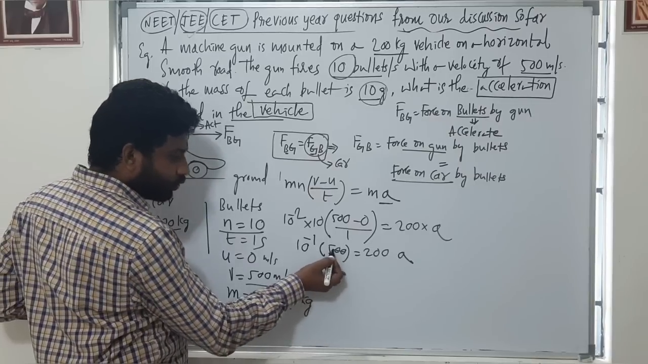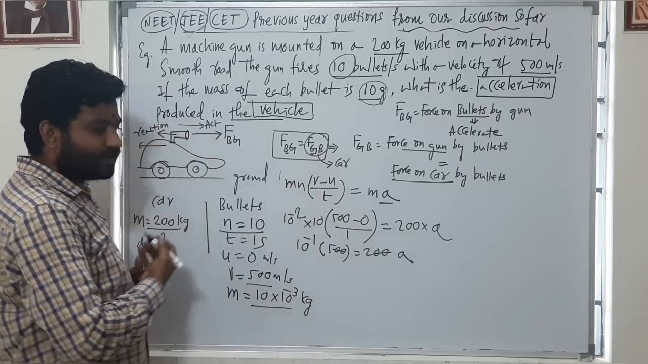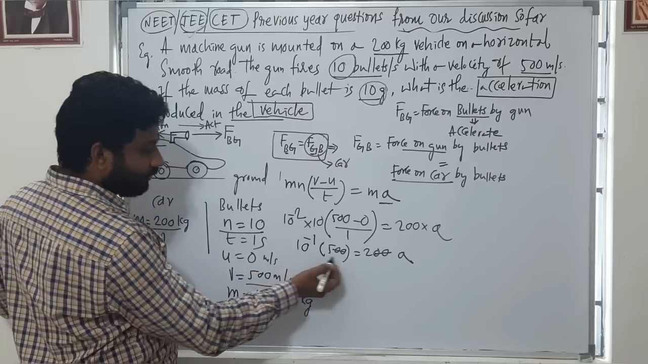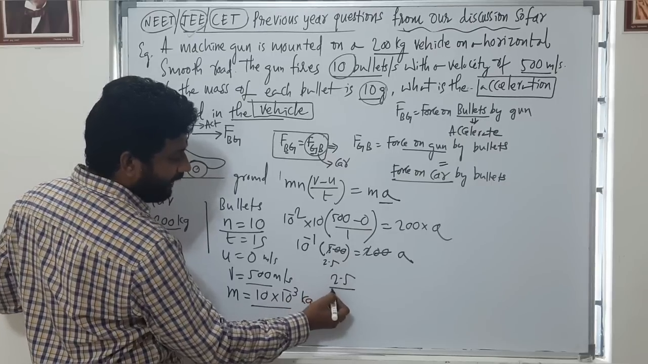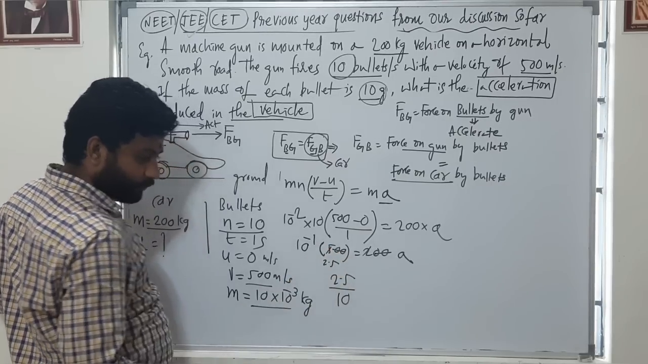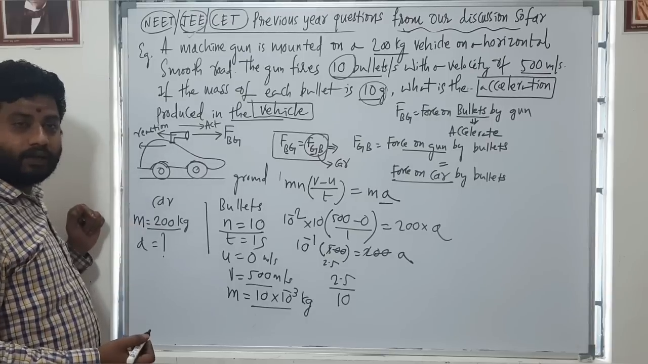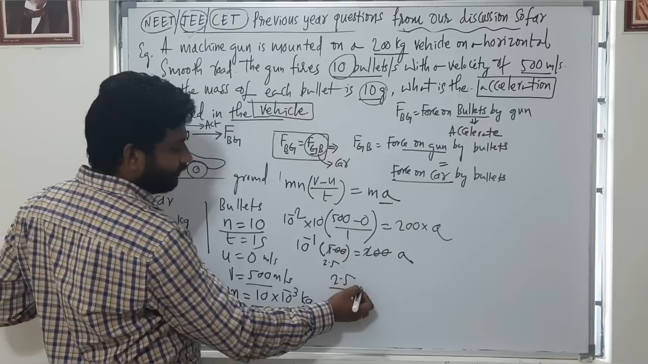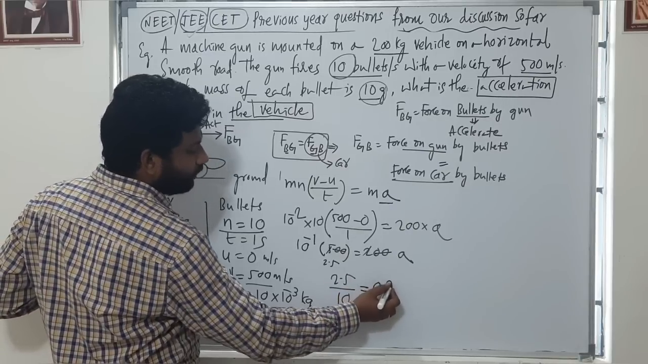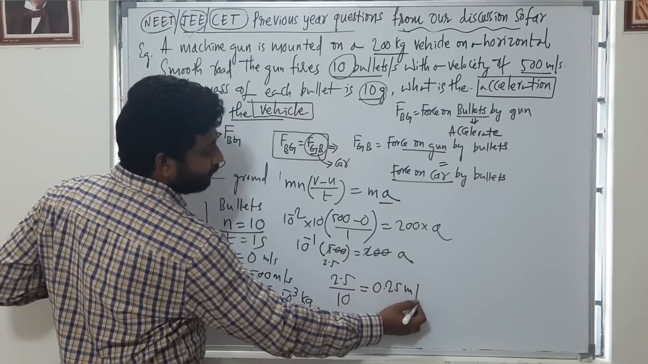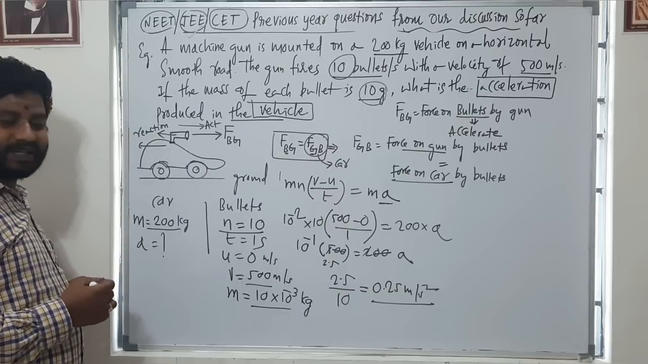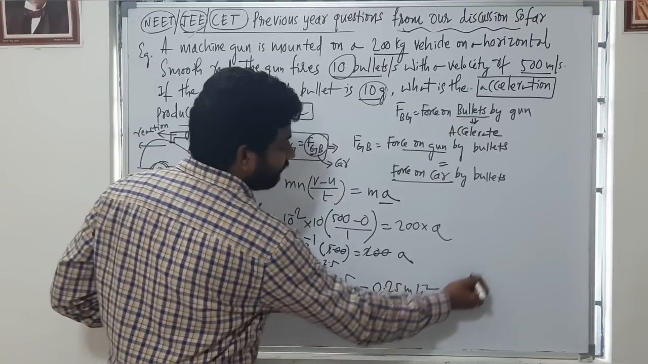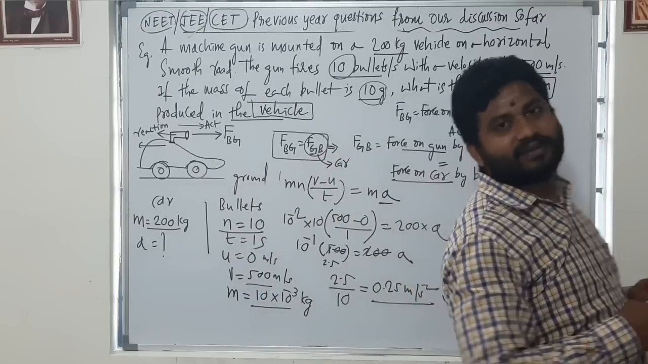Right? So this is 2 zeros and 2 zeros cancel here. So what can I write, 2.5. So it is 2.5 by 10, I can write it is 0.25 meter per second square. What is that? 0.25 meter per second square. That's what? Acceleration of the car.